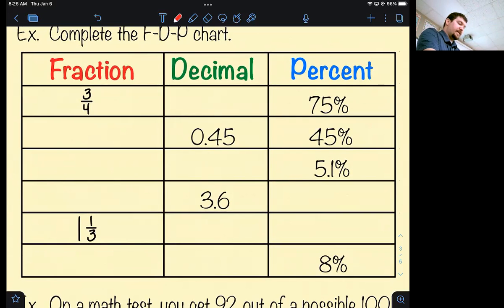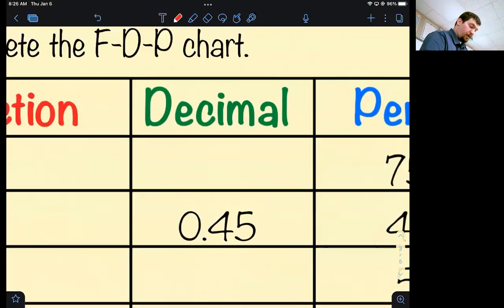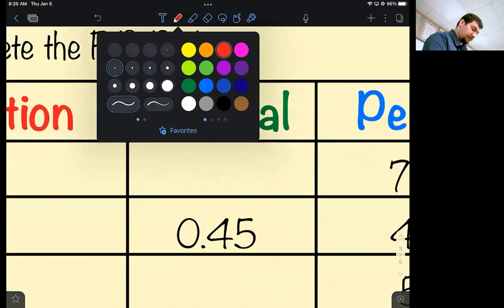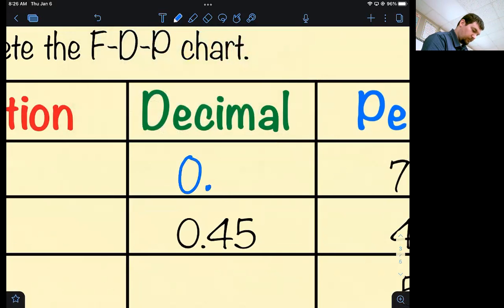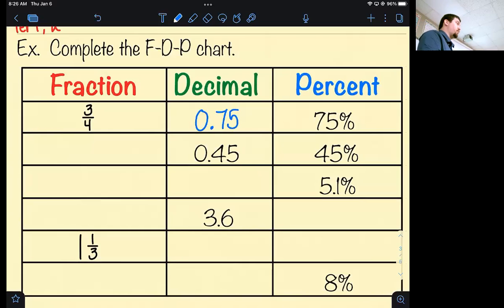We're missing a decimal for 3/4 or 75%. Natalie, what'd you get for that? 0.75 is correct. So a couple of ways you could get that. You could just do 3 divided by 4 in your calculator. Maybe you already know that's 0.75. Or you could move the decimal from here over 2 times and put it right in front of the 7, because we always move the decimal twice when we're changing percent to decimal.